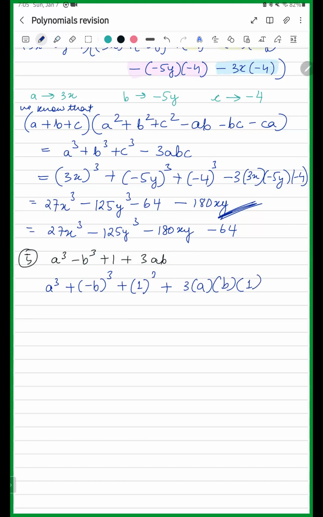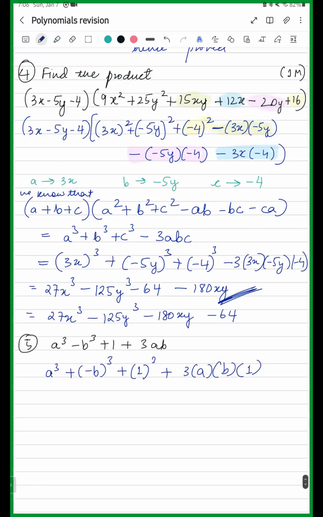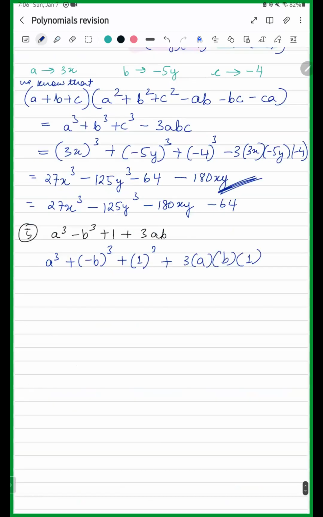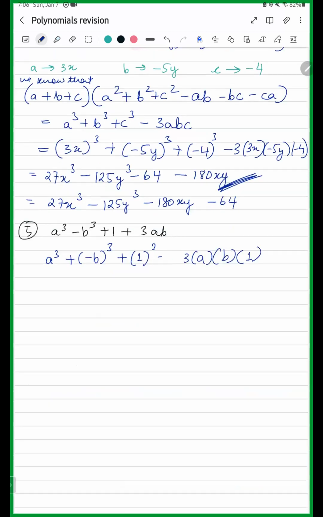Okay. This is our c. So we know that x cube plus y cube plus z cube, again, you have to write this formula, this one. So we know that x cube plus y cube plus z cube minus 3xyz is equal to x plus y plus z. So x, which is a, plus y is what? Minus b. So let me do one thing. This is your x, this minus b is your y, and 1 is your c.